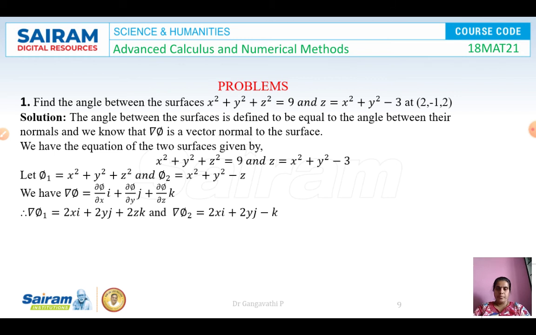So now we have to find grad phi. Grad phi, by the definition, is dou phi by dou x i plus dou phi by dou y j plus dou phi by dou z k cap. So let us consider the first function phi 1. Dou phi by dou x: differentiation of x square is 2x, i cap is as it is. Now we have to find dou phi by dou y. Dou phi by dou y of this is 2y and j is as it is. Plus dou phi by dou z is 2z k cap.